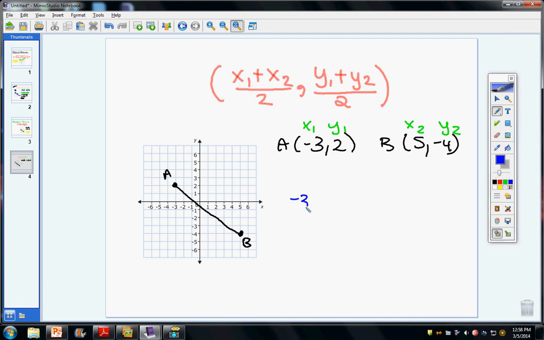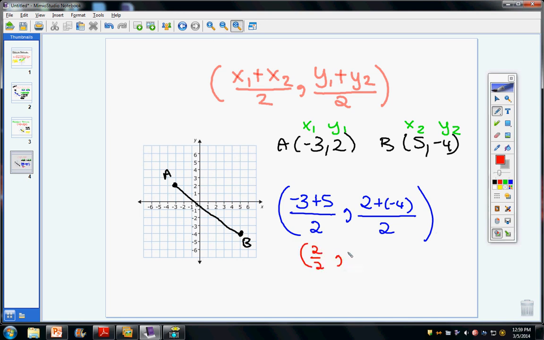My x1 is -3. My x2 is 5, and I'm going to divide that by 2. And then my y1 is 2. My y2 is -4, and we're going to divide that by 2. -3 plus 5 is 2 over 2. 2 plus -4 is -2 over 2. And then I'm going to simplify this. So 2 over 2 is 1. -2 over 2 is -1. So the point 1, -1 is the midpoint.